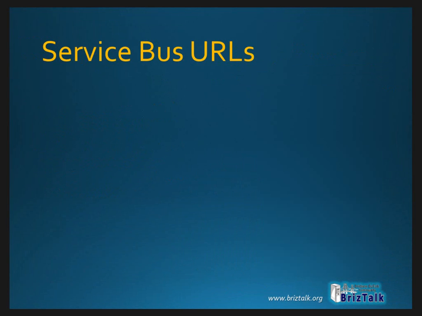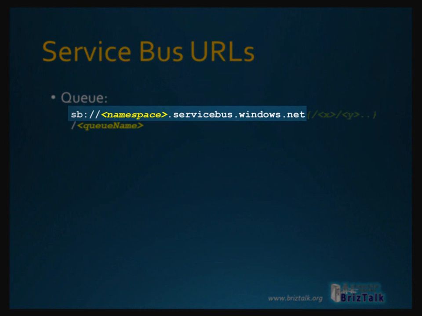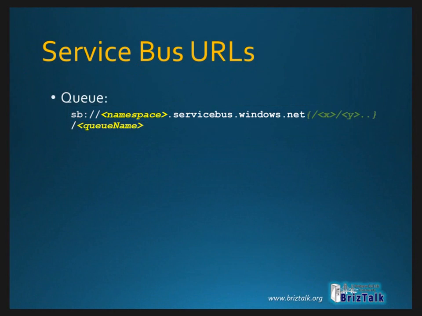Let's have a closer look at the URL that we use to point to our queues and topics. As mentioned previously, all Service Bus addresses have the same format. They start with the SB protocol and have a base address that consists of your custom namespace token followed by the standard servicebus.windows.net tokens. What follows varies depending on whether you're pointing to a queue or a topic subscription.